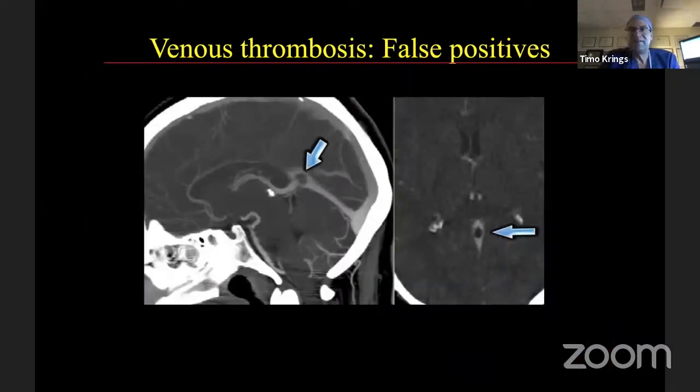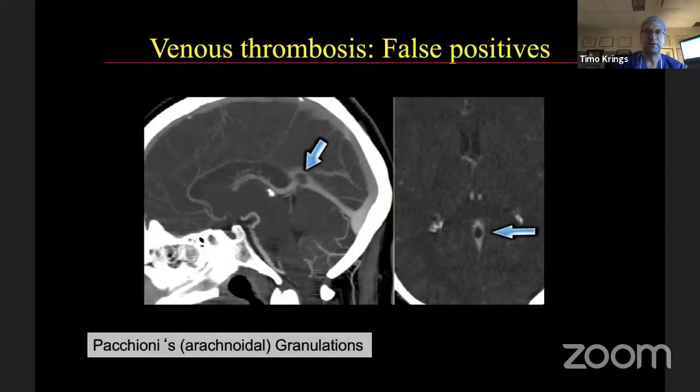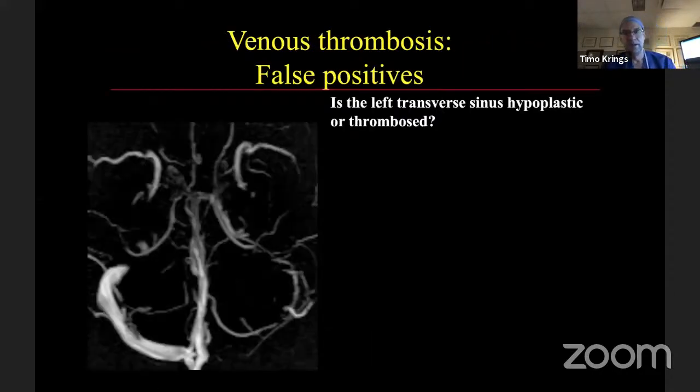Another area where we very often see Pacchionian granulations is in the transition of the vein of Galen towards the straight sinus. This is not a sinus thrombosis, this is an arachnoid granulation. Another false positive is depicted here.